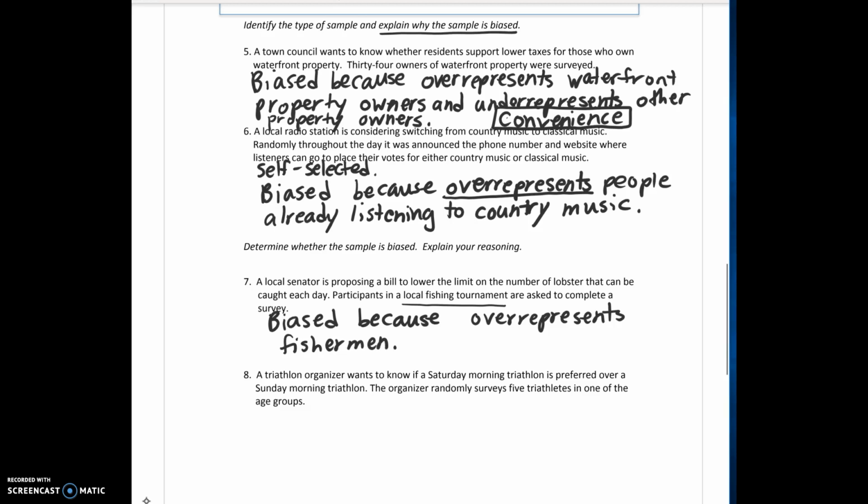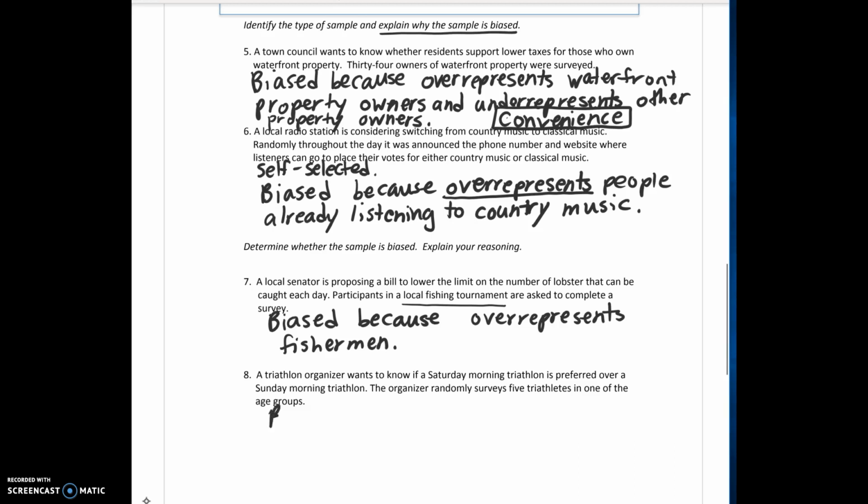And again, a lot of times biased is the result for this. And most likely they're going to oppose a limit on something where they're bringing in income, especially if they are fishing for lobster. And our last one, a triathlon organizer wants to know if Saturday morning is preferred over Sunday morning for a triathlon. The organizer randomly surveys 5 triathletes in one of the age groups.